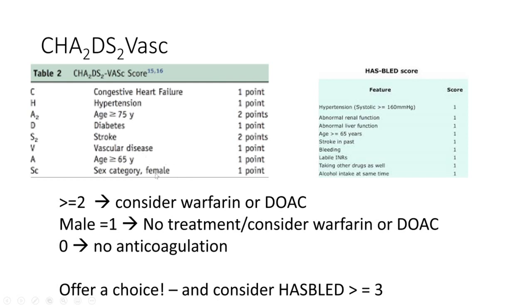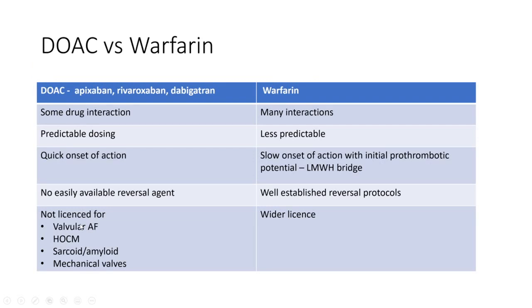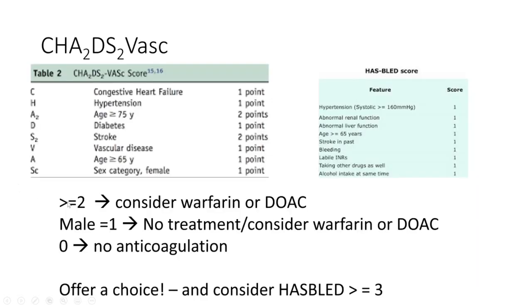And if their score is greater than or equal to 2, we would consider anticoagulation. What we're going to give is either warfarin or a direct oral anticoagulant. If they're male and their score is 1, we can consider treatment also. The reason we don't do that with females is because females automatically get 1 on the scoring system. And if the score is 0, we're not going to anticoagulate them.